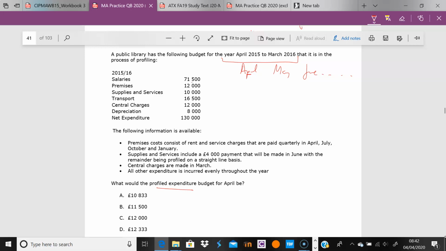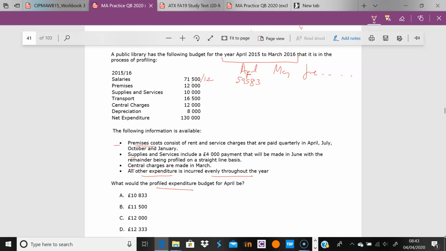So typically I look and I can see they haven't told me anything about salaries. First of all, I need to look at all of these individually. Fine. But then it says all other expenditures incurred evenly throughout the year. So I can't see anything to do with salaries here. So I need to take salaries and spread that over the year, which is 71,500. 71,500 divided by 12, and that gives me 5,958.3. Right? Okay, great. That's for April.